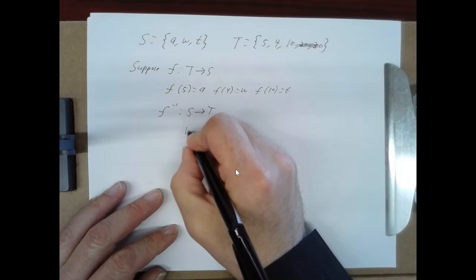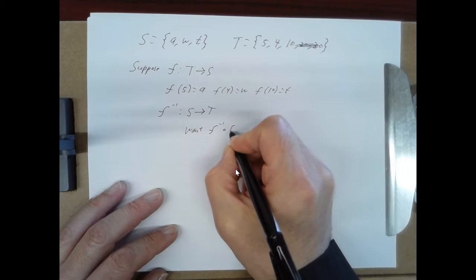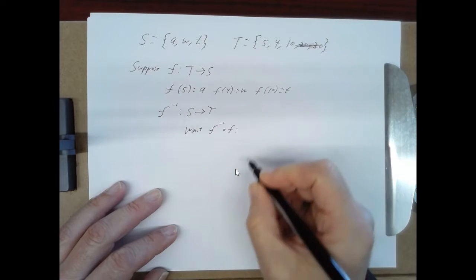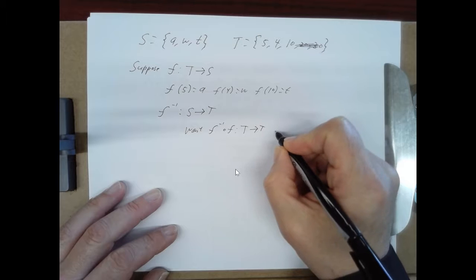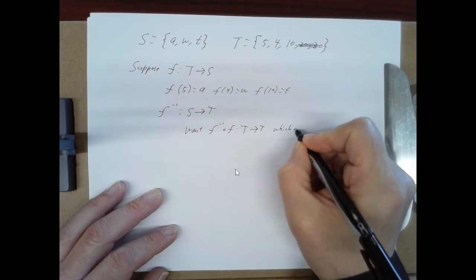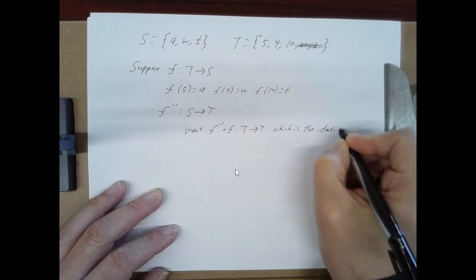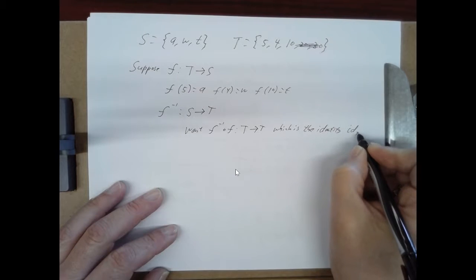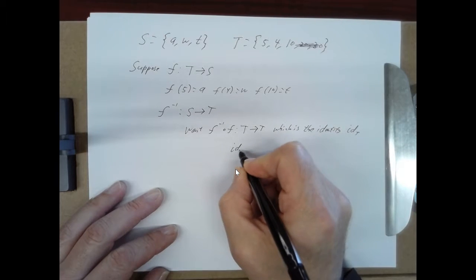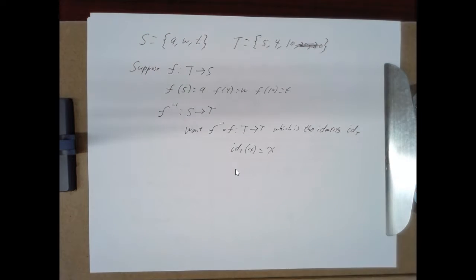So we want f inverse composed with f to be a function from T to T, which is the identity, which we sometimes write ID sub T. And ID sub T of any x is just equal to x. It's a do-nothing function. Maps everything to itself.